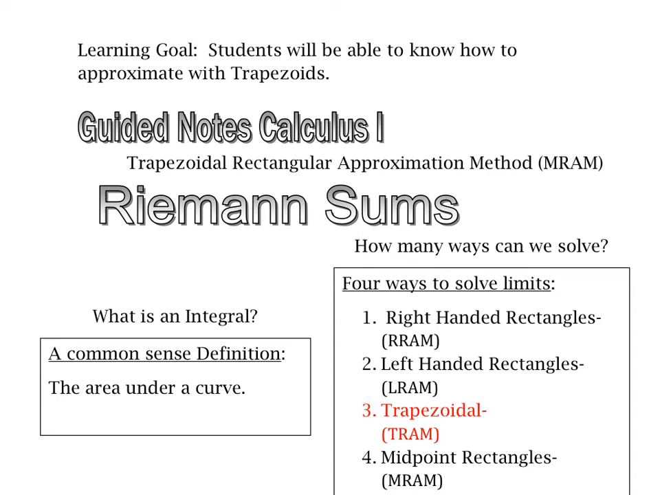Alright, so now we're going to talk about TRAM, or the trapezoidal rectangular approximation method. It's exactly what it sounds like. We're just going to use trapezoids, and we're going to try and fill in a curve to get an approximation of the area beneath the curve.